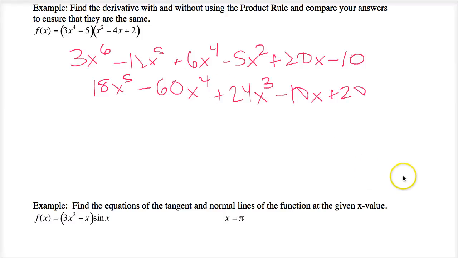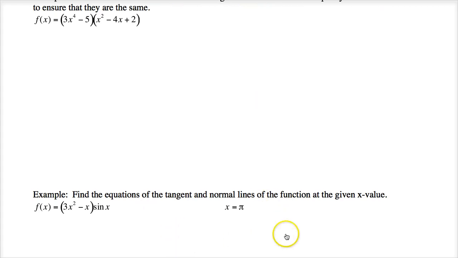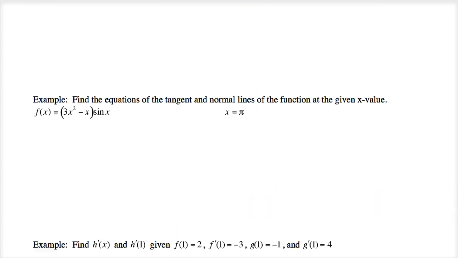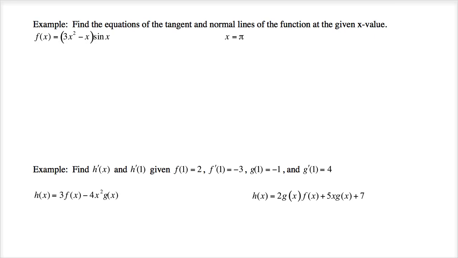Now, here on the bottom, going on to the next problem. It says here, find the equation of tangent and normal lines. And this is what I was talking about at the beginning. If I had a graph and I wanted to make a line that was tangent or normal to it, remember I draw a line to the curve.